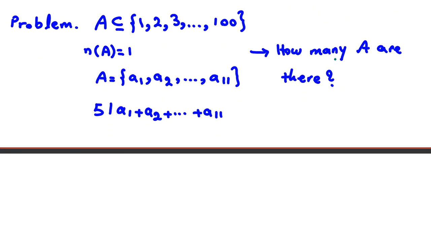Let's solve this problem. A is a subset of 1 to 100. The number of elements in A is 11. Sorry, it is 11, so A is A1 to A11. 5 divides the sum of the elements in A. How many such A satisfy these conditions?